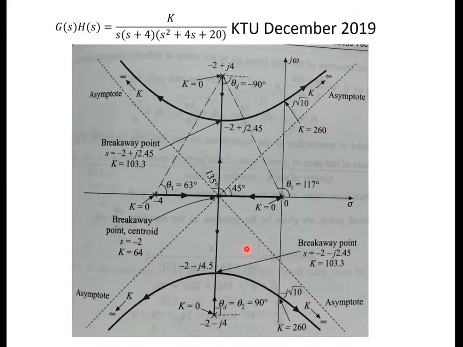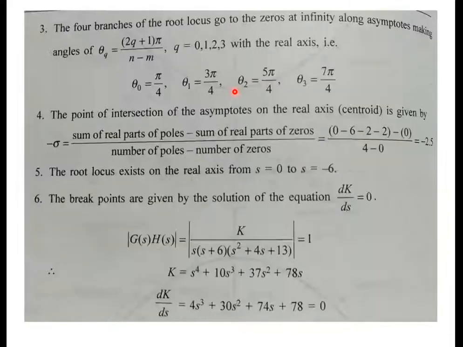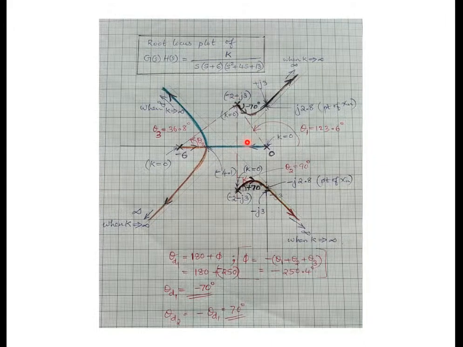So here a similar question I have given again, KTU December 2019. You can see that K over S into S plus 4 into S square plus 4S plus 20. You see that it is the same type. It is also fourth order. There is a pair of complex poles here. Here there are two real poles also. The same thing that we have here, only the values are different. So I mean to say that if you have a question like this, you will proceed the same way, but you may not get the same shape of the root locus branches.